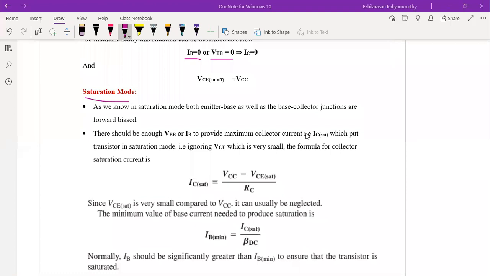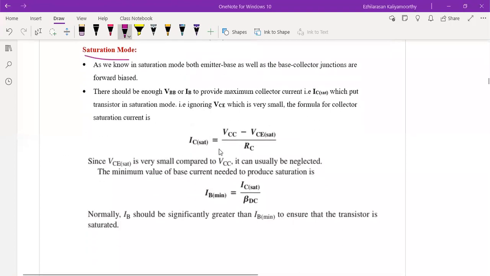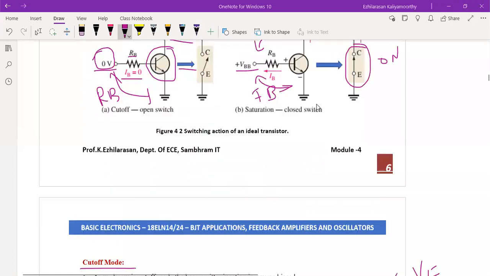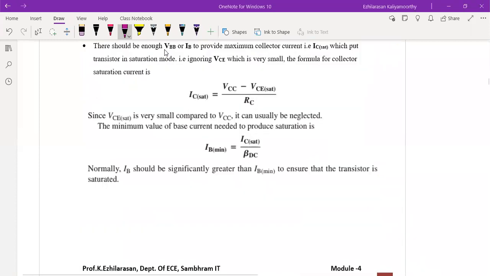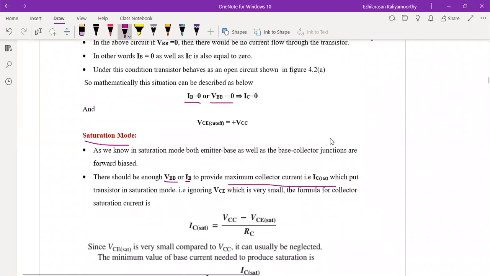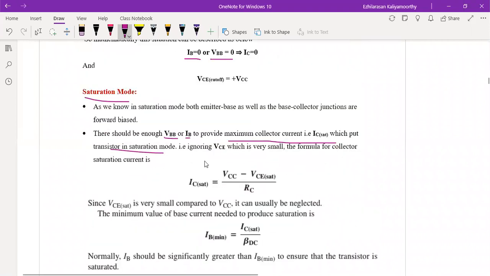Now in the same way you can see the saturation. In the saturation, actually, what we can do is the same as I said here. When it is saturated, simply we can say there should be enough VBB. That is your VBB in this one. The base voltage or the base current will provide the maximum collector current, that is IC. That is what will put it into the saturation mode.